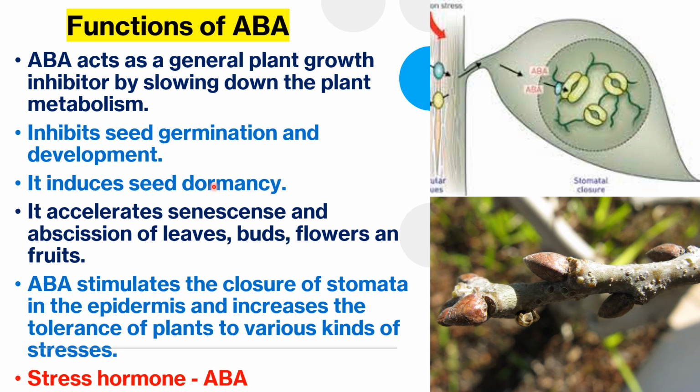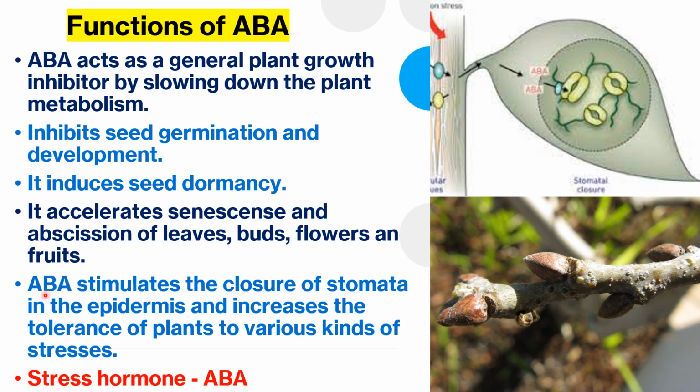But gibberellin is a growth promoting hormone. It will induce seed germination. But ABA induces seed dormancy. Just opposite to gibberellin, right? Yes, next point, it accelerates senescence and abscission of leaves, buds, flowers and fruits.